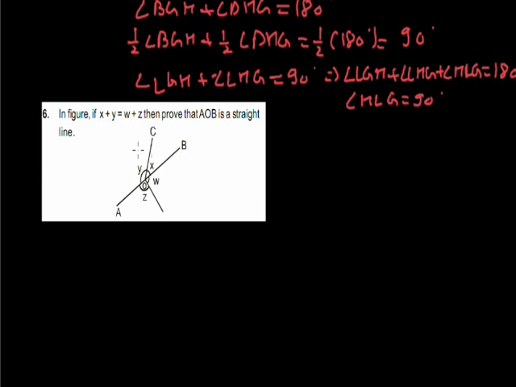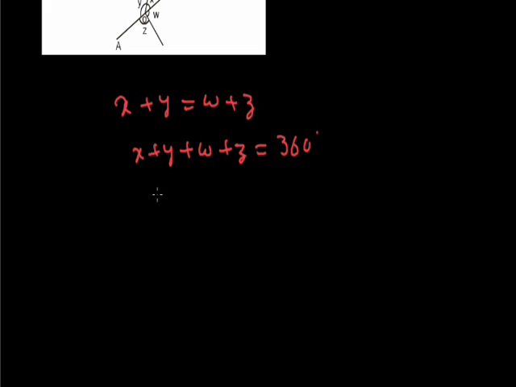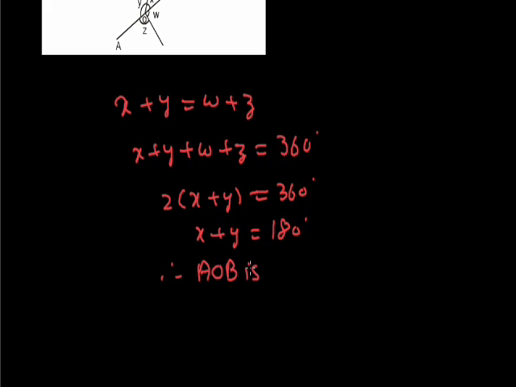Now in the next question, if x plus y is equal to w plus z, then prove that AOB is a straight line. So for that we are given that x plus y is equal to w plus z, and we know that x plus y plus w plus z equal to 360 degree. So from this we can write it down as twice of x plus y is equal to 360 degree. So x plus y is equal to 180 degree, hence we can say that AOB is a straight line.